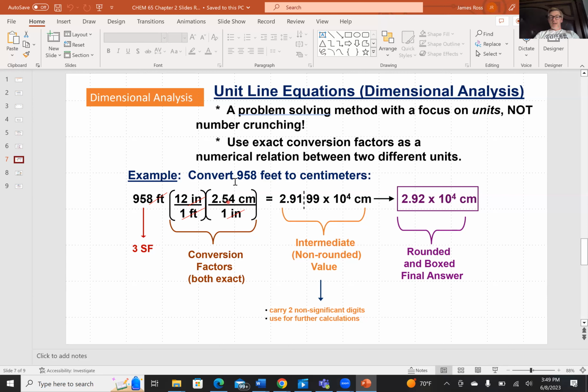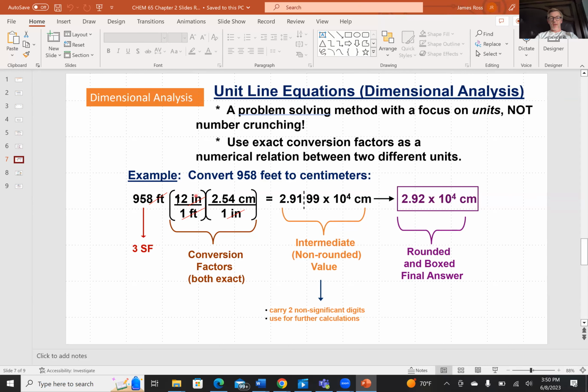But we know that these are equal to each other. 2.54 centimeters equals 1 inch, so that's an equality. Our denominator now is the preceding numerator, and then we look for another equality. We know by definition 12 inches is equal to 1 foot. The denominator foot becomes the preceding numerator, which is our input. So looking at the units, the feet cancel, the inches cancel, and we've just got a number of centimeters.